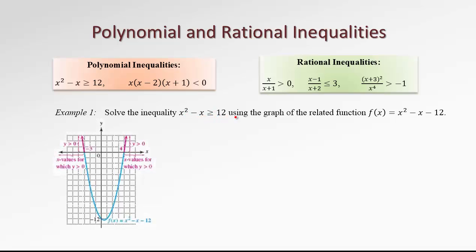Let's see. In the first example, we want to solve the inequality x squared minus x bigger or equal to 12 using the graph of the related function. How does this function relate to our inequality? Notice that it's enough to move the 12 to the left-hand side, and then we create a function x squared minus x minus 12. Since we want this function to be bigger or equal to 0, we're really looking for those x's that will make the function above the x-axis, above 0.